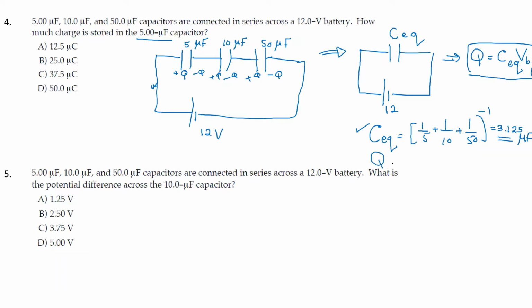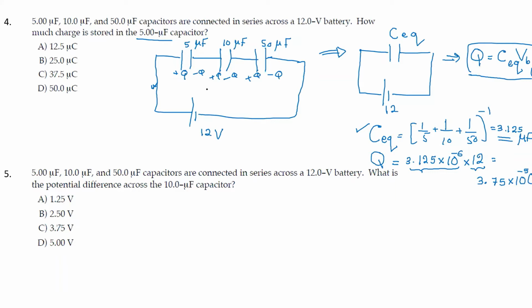So let's find Q. Q equals V times C_eq. 3.125 micro is 10 to the negative 6, then my V_B is 12. So this is microfarad, I converted it into farads, and this is 12 volts. So when we do this, we get 3.75 times 10 to the negative 5 coulombs.